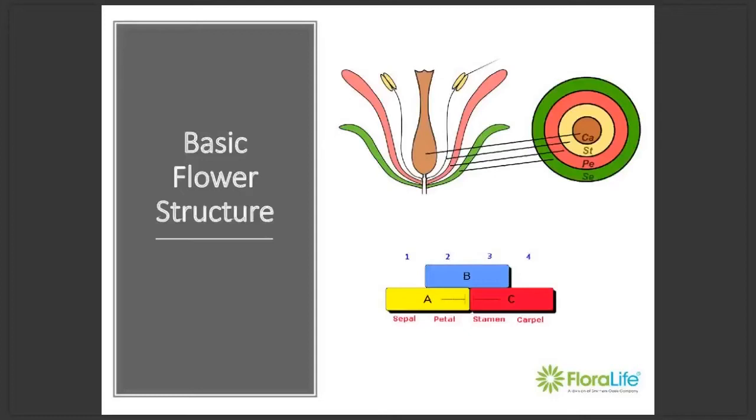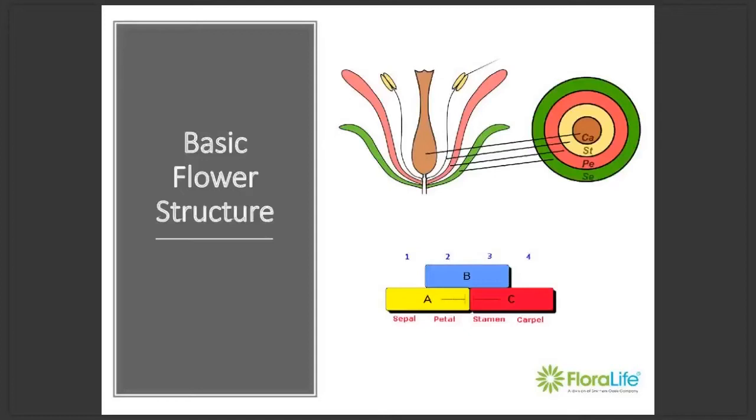Now, the diagram on the top left shows a side view of a flower, and on the right, you can see an overhead view of the whorls or rings within that flower. Below is a depiction of the genes. Now, when the A gene is the first to turn on, and when it's on by itself, it forms the sepals, so the outer whorl.